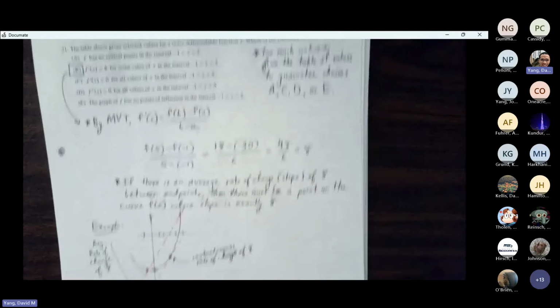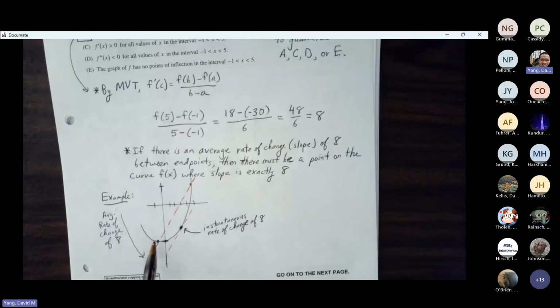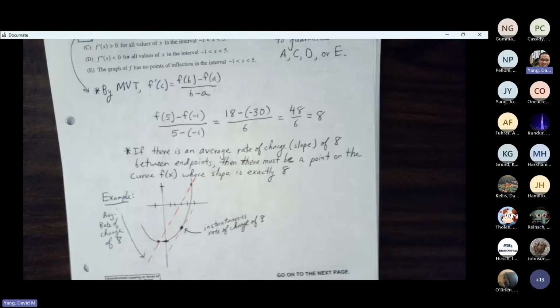So this is what the graph could look like. If my average rate of change, my slope between the endpoints, is giving me a slope of 8, then the curve has to at least reach that certain steepness, or slope of 8, at least once.